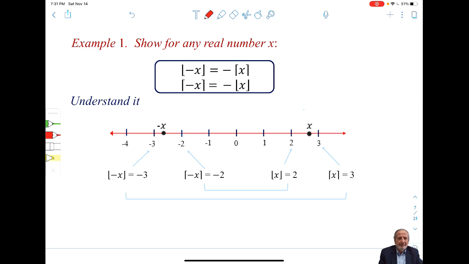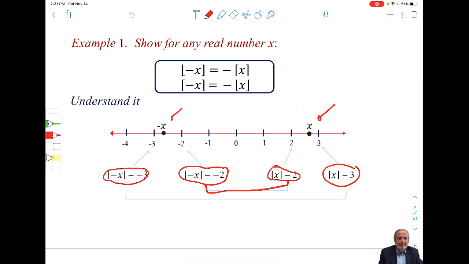So to understand the question here, I put x between 2 and 3, so minus x would be between minus 3 and minus 2. Now, the ceiling function of x is 3. The floor function of x is 2. Look at minus x now. The floor function of minus x is minus 3. And the ceiling function of minus x is minus 2. Now compare these two here, and you see that the floor function of minus x is minus the ceiling function of x. And the same thing goes for the ceiling function.